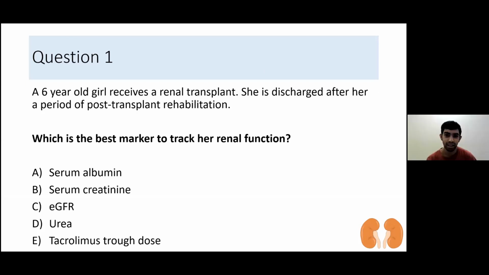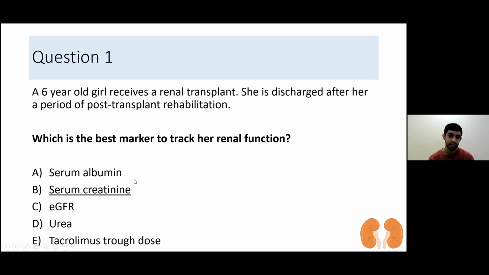Okay, so we've got a range of responses. Just over half the group have gone for option C, which is EGFR. And another third or so have gone for option B, serum creatinine. And then there's a few people who've gone for A and D as well. And nobody's picked E. Okay, so I thought I'd do this question because it relates to quite a functional aspect of pediatrics and how you look at renal function. And it doesn't matter whether this child has had a renal transplant or not, okay? But the correct answer to this question is option B, okay?